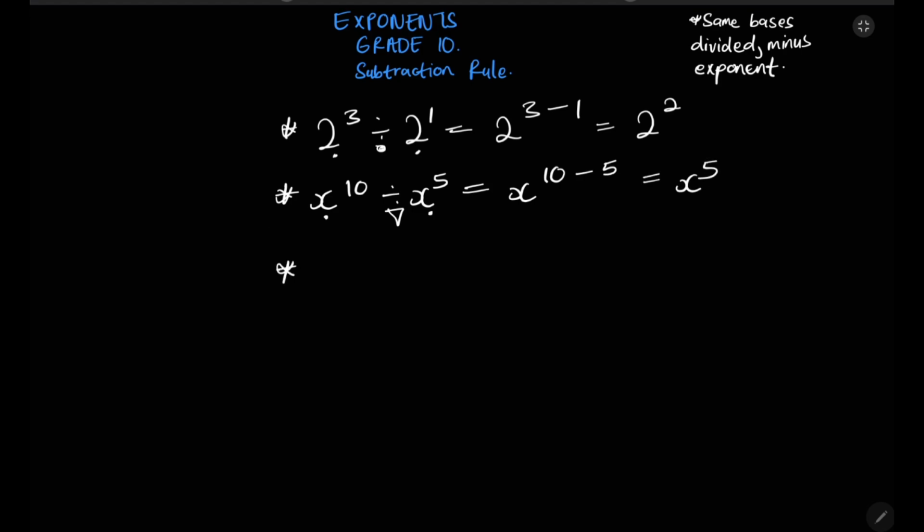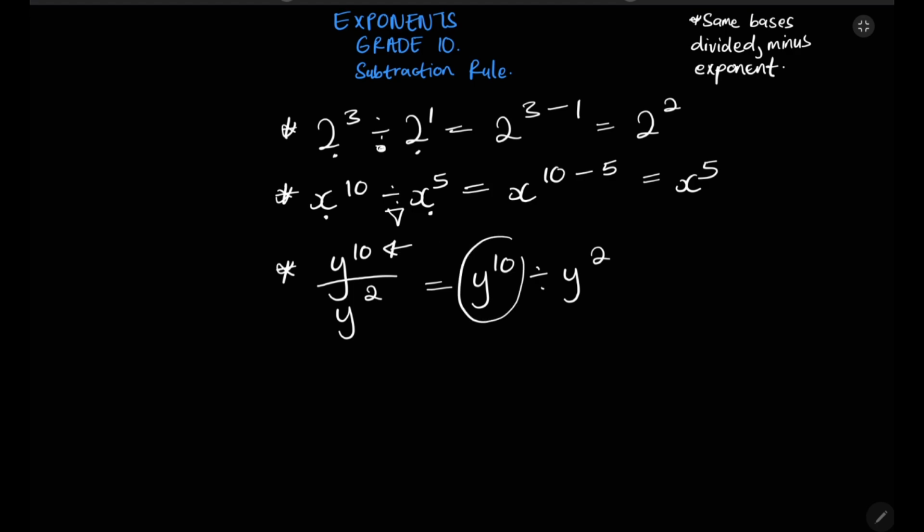Again, it could also be in a fraction, right? If you have y to the power 10 over y to the power 2, this is the same as y to the power 10 divided by y to the power 2. Just note that your numerator, the one on top, comes first and the denominator comes second. So it's the same thing, it's just the notation that differs. So how do we solve this? You write down our y, then subtract our exponents, which is 10 minus 2. Your answer will be y to the power 8.